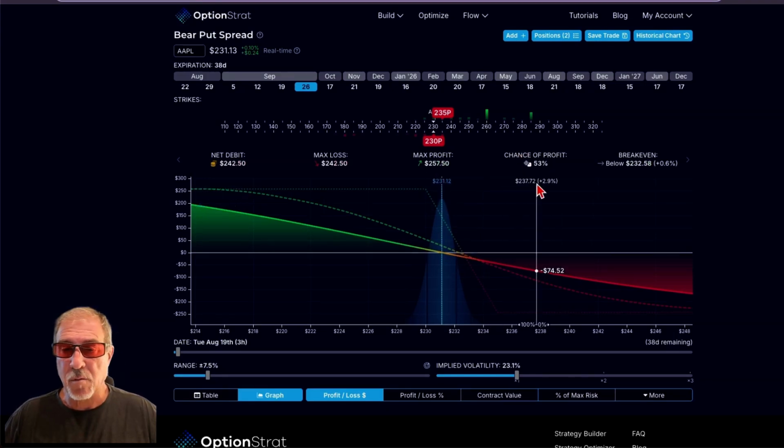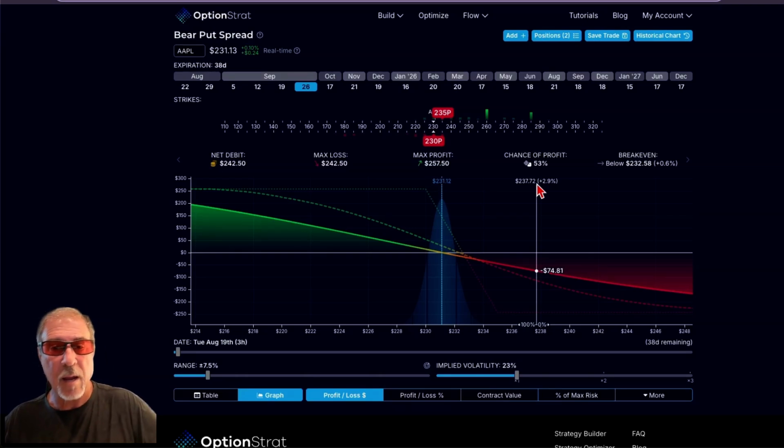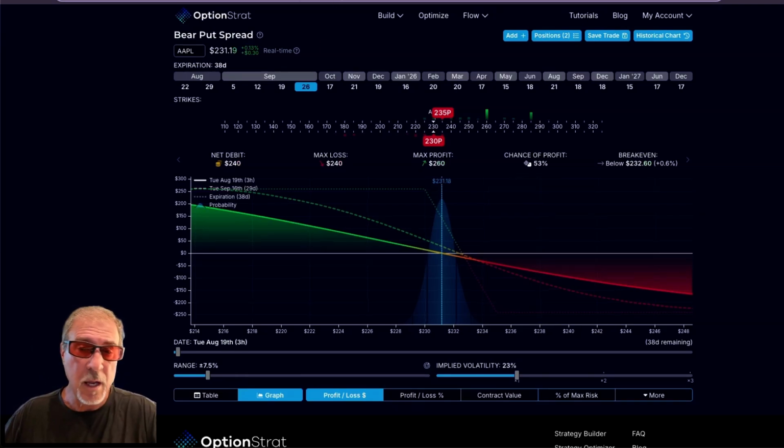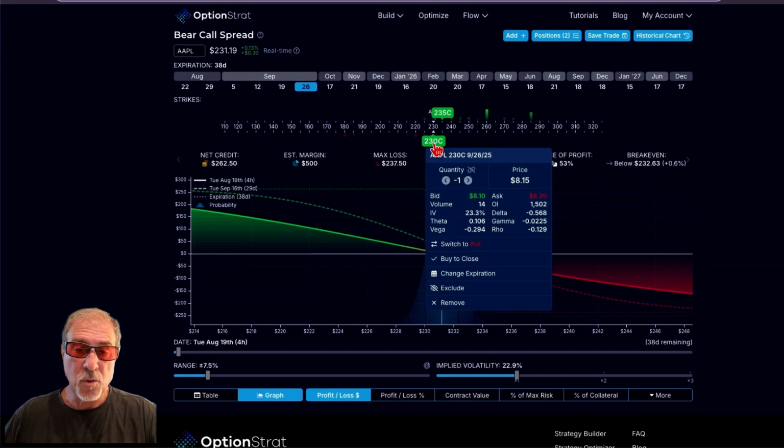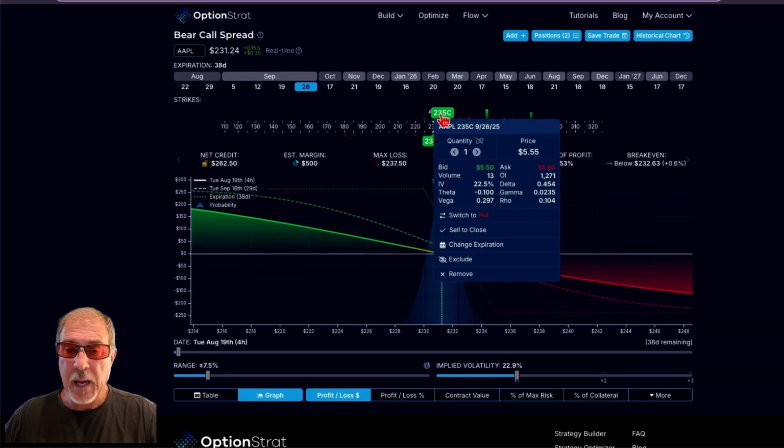of profit around 53%. Now, another way that I could make this exact same trade, essentially, would be to sell a call spread. That's where I come in above the market and I sell a 230 call, and I sell it for around $8.20 or so. And then I buy a higher up call to protect my risk if the market rips up beyond my point. And I'm going to pay $5.50, $5.60 for that.